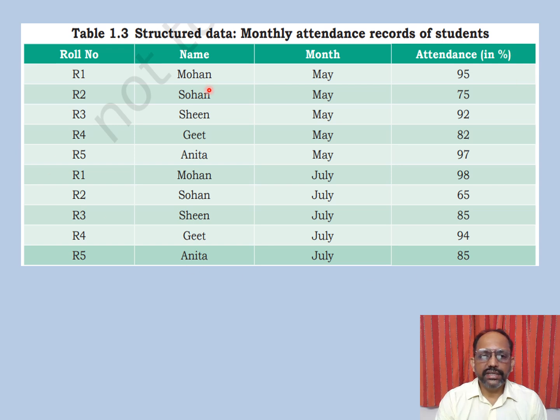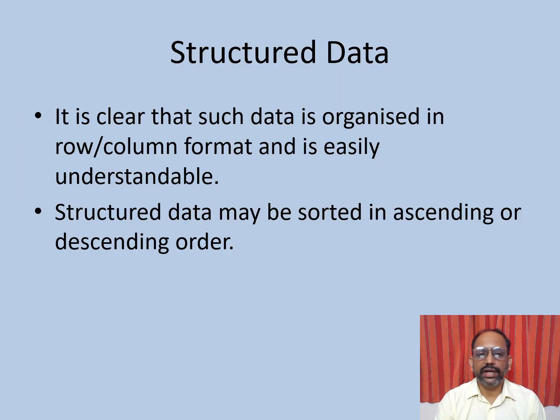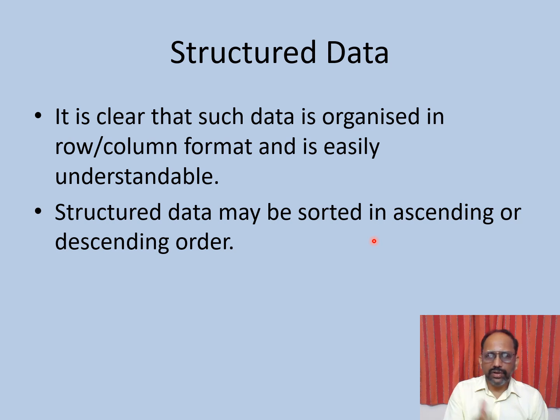That means there is a fixed structure maintained to collect and store the data, which is a very easy and simple method to store the data. That is the feature of structured data. It is clear that such data is organized in row-column format and easily understandable. Structured data may be sorted in ascending or descending order. What is sorting? Sorting means, based on some column values, the entire record will be reorganized from the lowest value to the highest value or from the highest value to the lowest value.